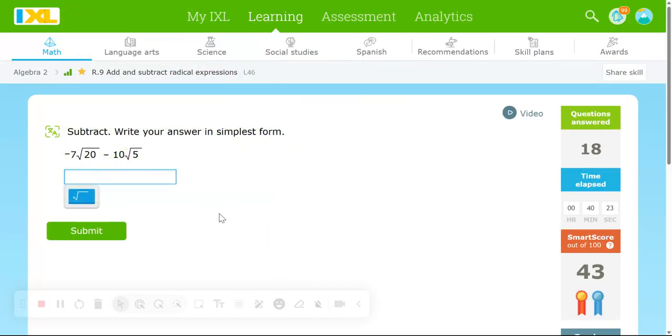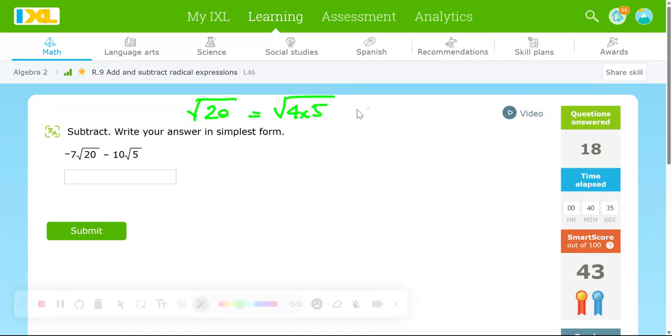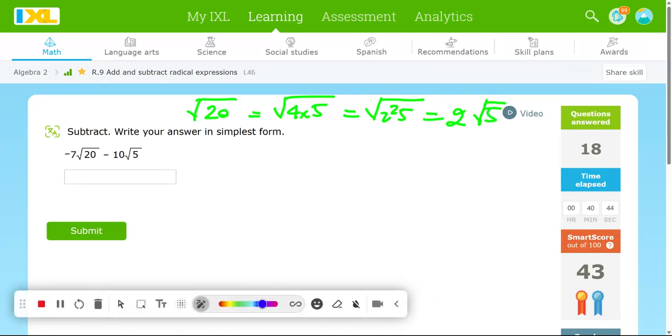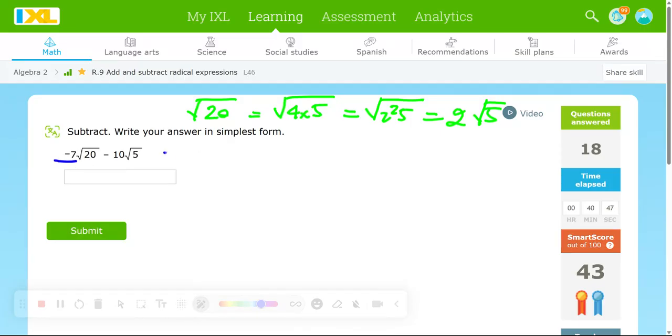Okay, done. Okay, now you already know square root of 20. Square root of 20. 20 is 4 times 5. 4 times 5. 4 is 2 square. So now I can take number 2 outside. So 2 square root of 5. Okay? So now put it in. Here we go. Instead of square root of 20, I put down 2 square root of 5. Okay? In the back, I have negative 10 square root of 5.